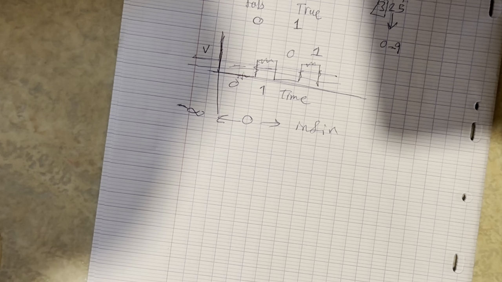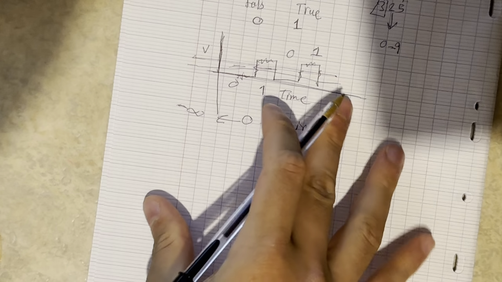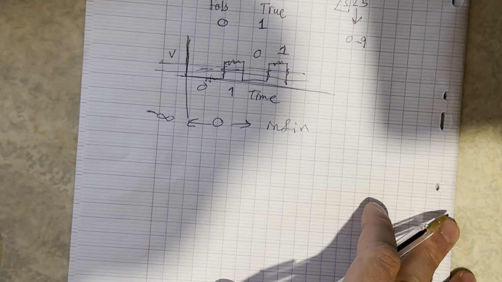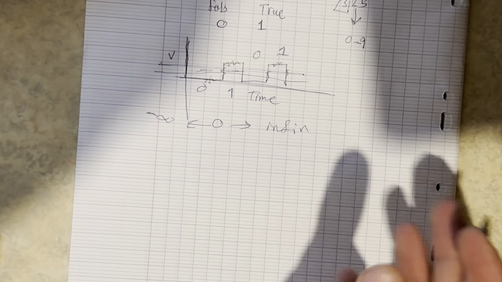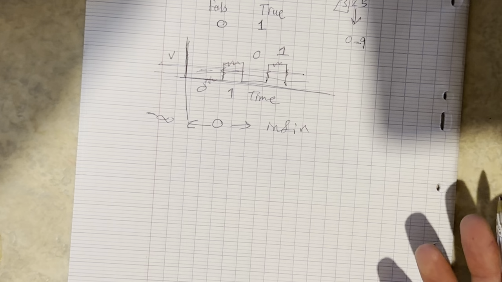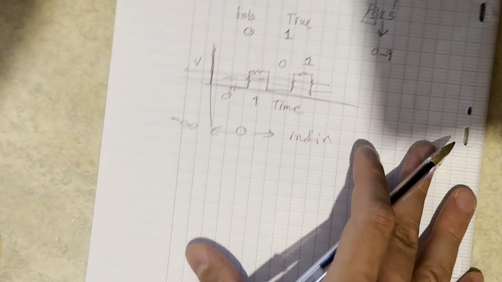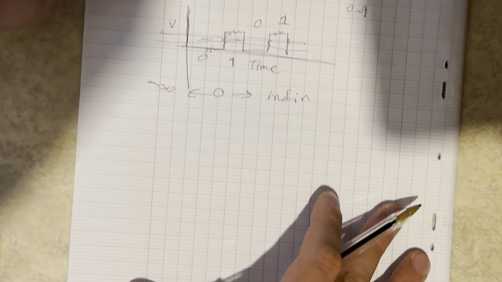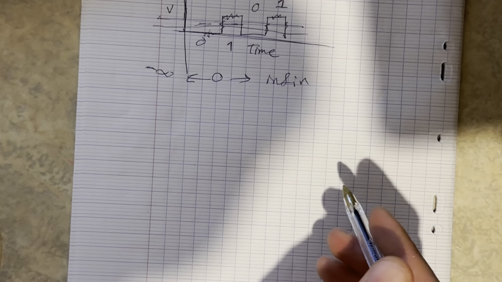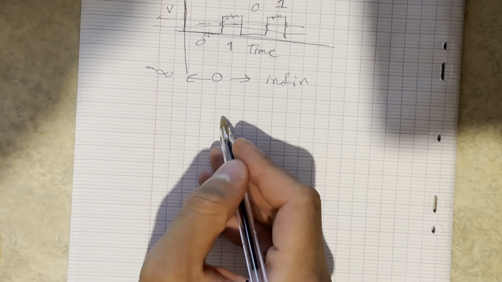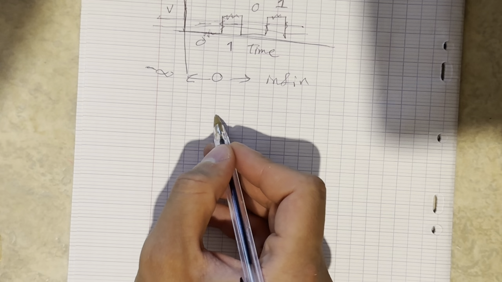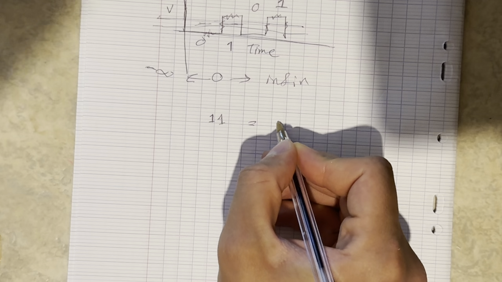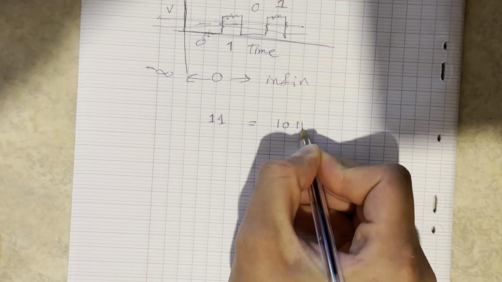This system was invented by George Boole, I think, in 1850 something, 1850 until 1864, something like that. We call it the Boolean form, and we also have algebra for this, called Boolean algebra. For example, if you have the number 11 and want to present it in Boolean form, it would be 1 0 1 1.